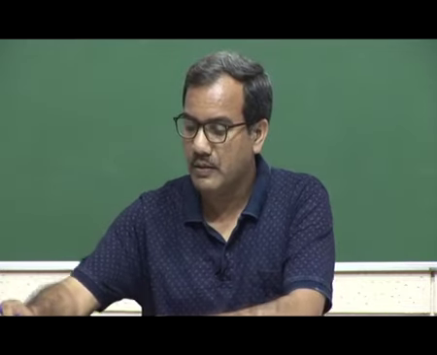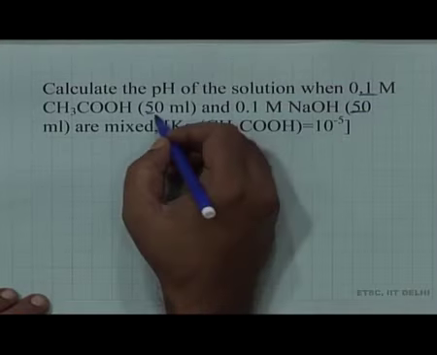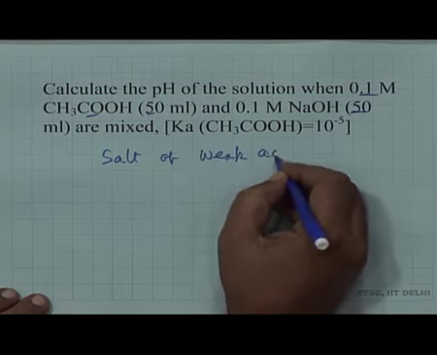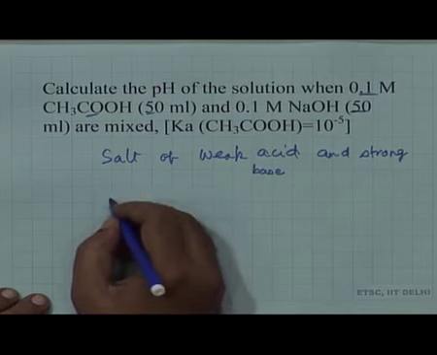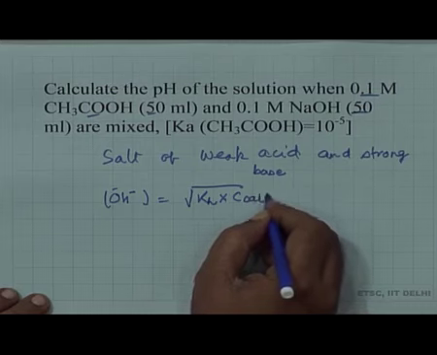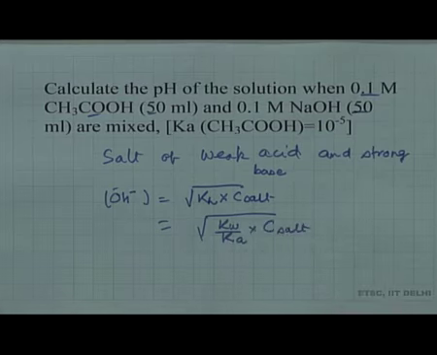Now, take the next question. Calculate the pH of the solution when 0.1 molar acetic acid 50 ml and 0.1 molar NaOH 50 ml are mixed, Ka is 10 to the minus 5. Again you see 50 ml and 50 ml of the same molarity, and so you end up with the salt of a weak acid and a strong base, and you can calculate your OH minus ion by using Kh into C salt, where Kh is equal to Kw by Ka. Once you calculate the OH minus ion concentration, you can calculate the H plus ion concentration, and then you can get the pH of the solution.